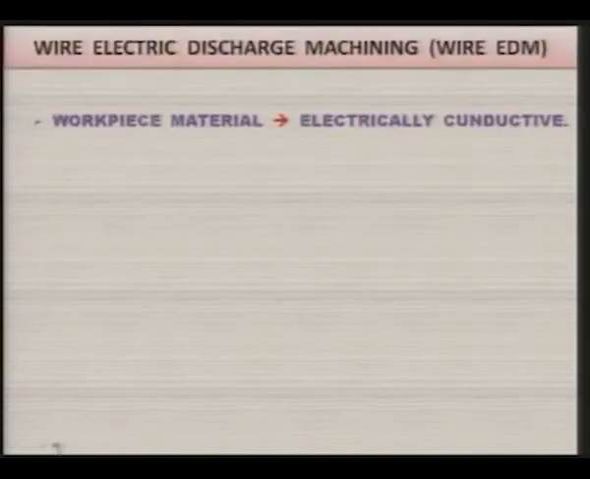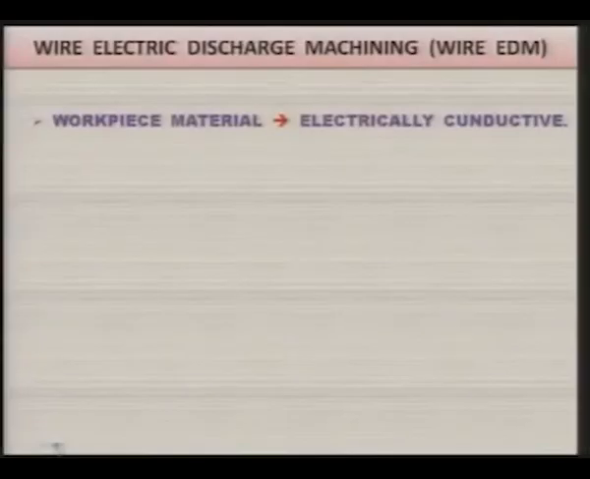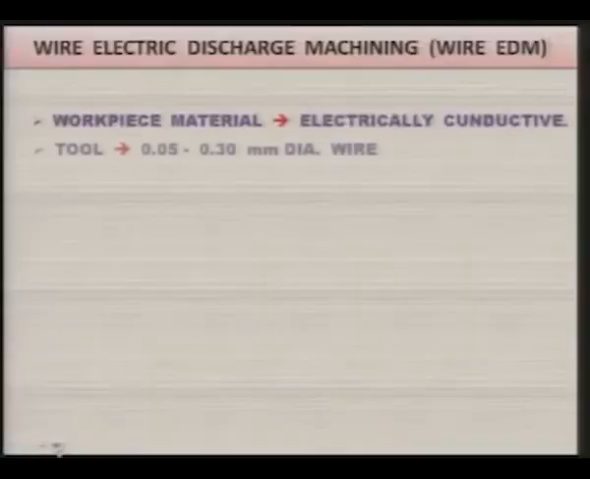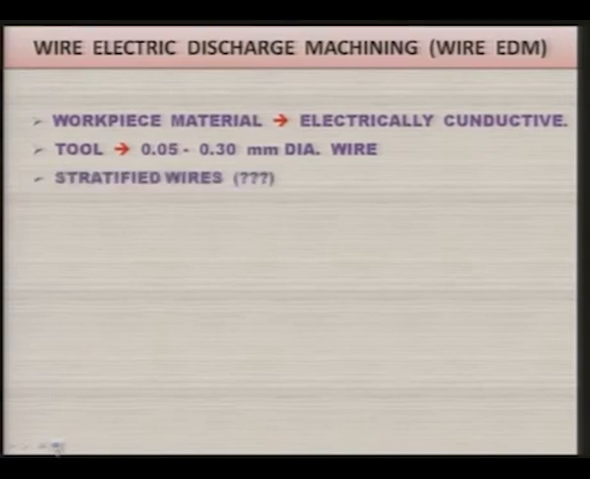Definitely the basic condition of the EDM process remains the same, that is the workpiece material should be electrically conductive, because in this process also you are making the workpiece the anode, in normal polarity, which we use in the wire EDM process. The tool diameter, that is the wire diameter, is normally 50 micron to 300 micron, depending upon the requirement and the availability and type of the wire.